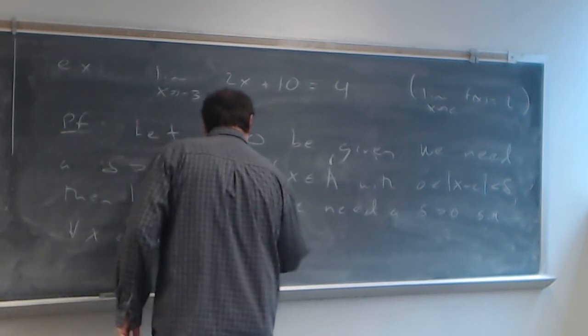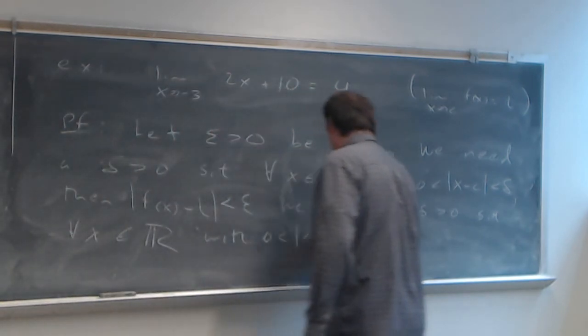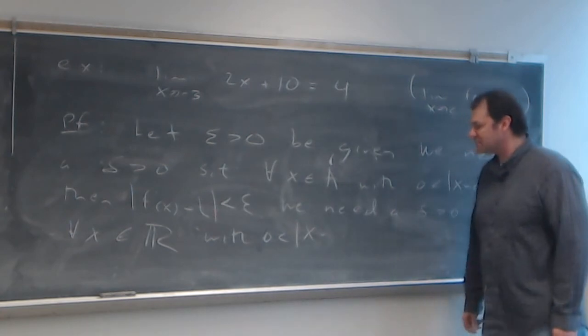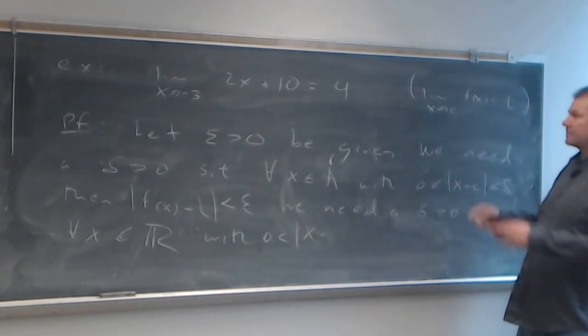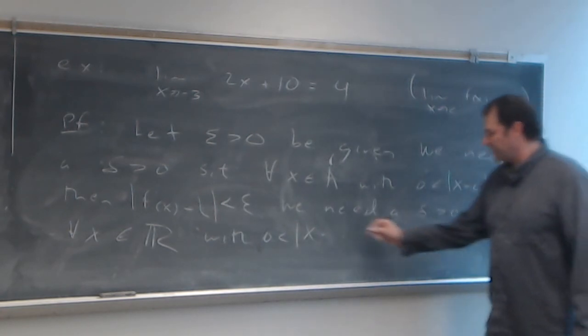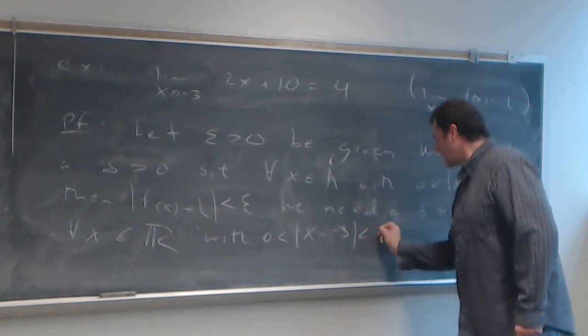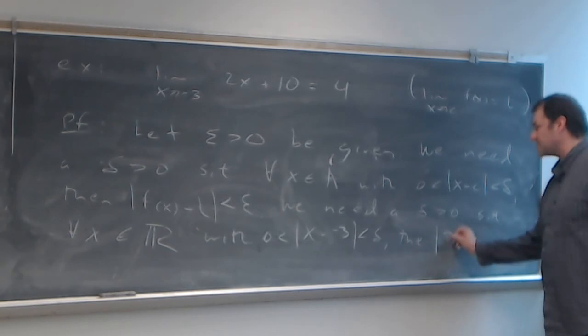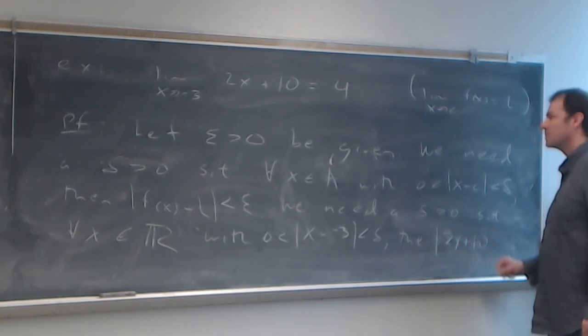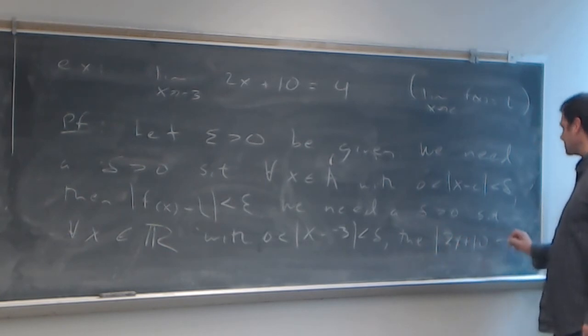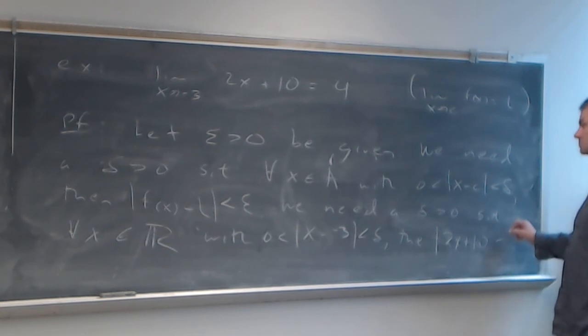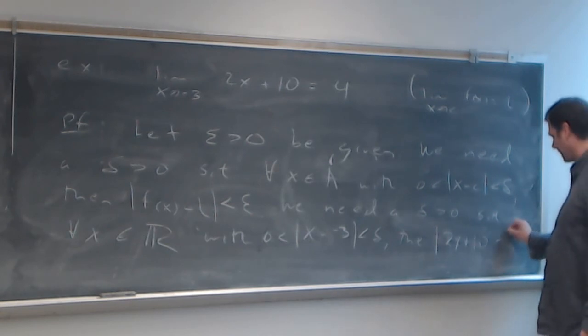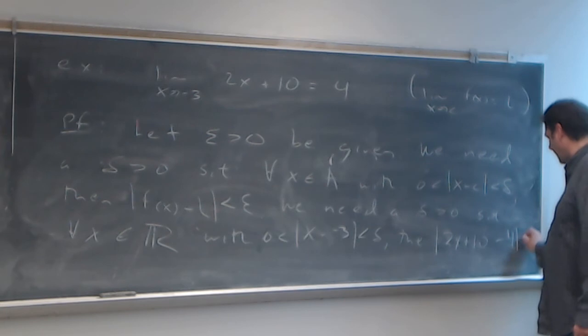With 0 less than the absolute value of x minus c. What's c? It's a matching game again. It is minus 3. Very good. Less than delta. Then it says absolute value of f of x, which is 2x plus 10, minus L. What's L in our problem? 4, will be less than epsilon.